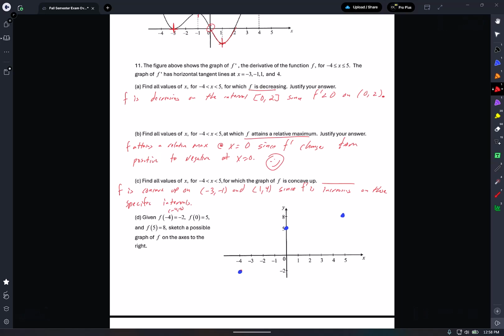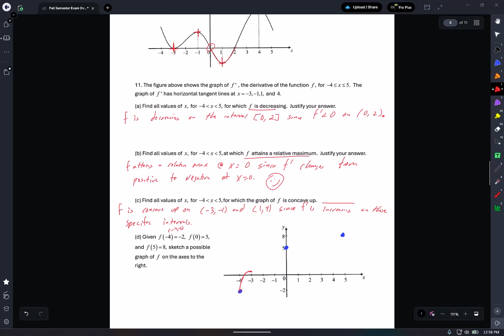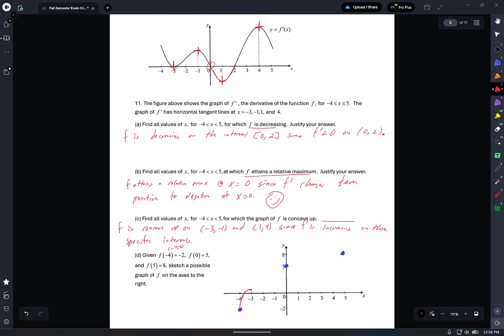So here we go. Increasing concave down. And then right at 3, there it is, horizontal tangent right at 3. You don't have to touch the x-axis, it doesn't tell you. But there it is, increasing concave down.